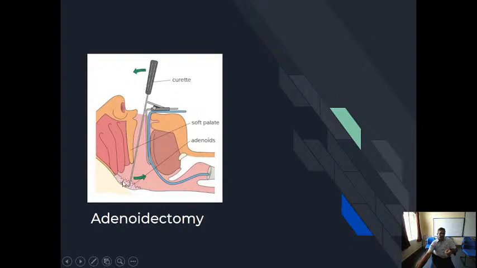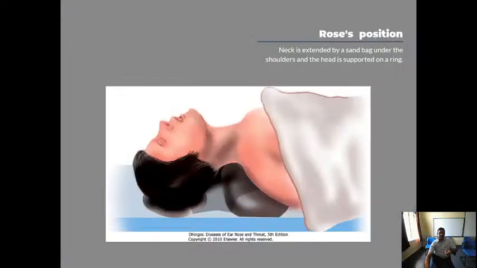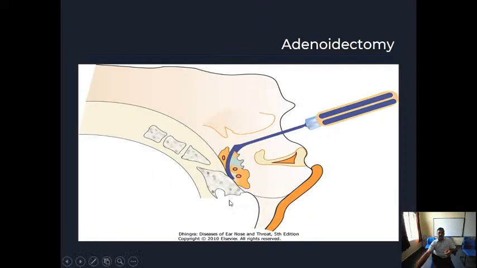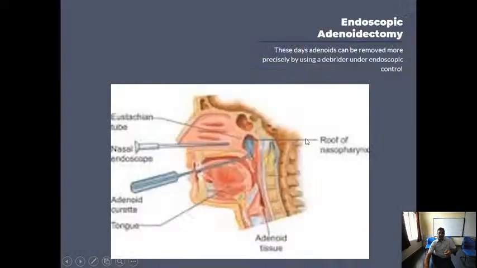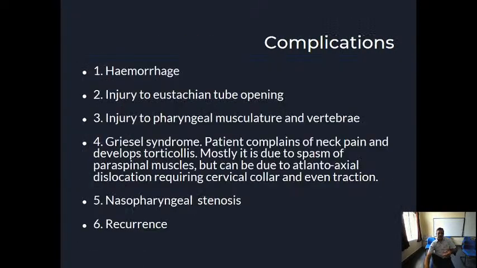There is an adenoid curette, you go behind the soft palate and remove the adenoids. This is how, it's another picture. It shows how the adenoid mass is curetted out. And there are various other procedures, we will not go into those details.